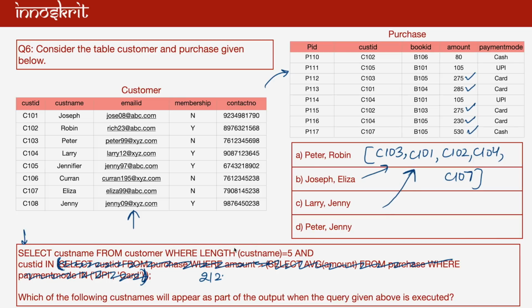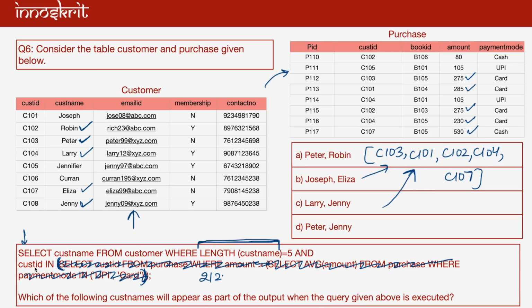So let's first execute the first condition. Let's select all those names which have a customer name length of 5. So Robin has length 5, Peter is 5, Larry is 5, Eliza is 5, and Jenny is 5. So these are the only names which are of length 5.